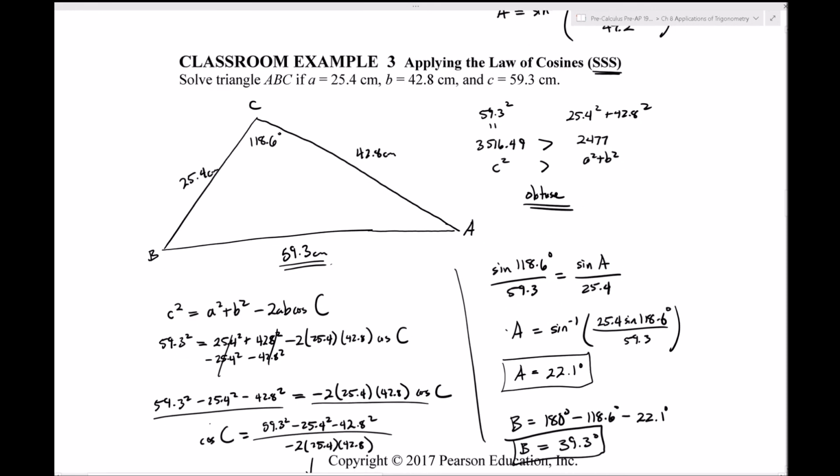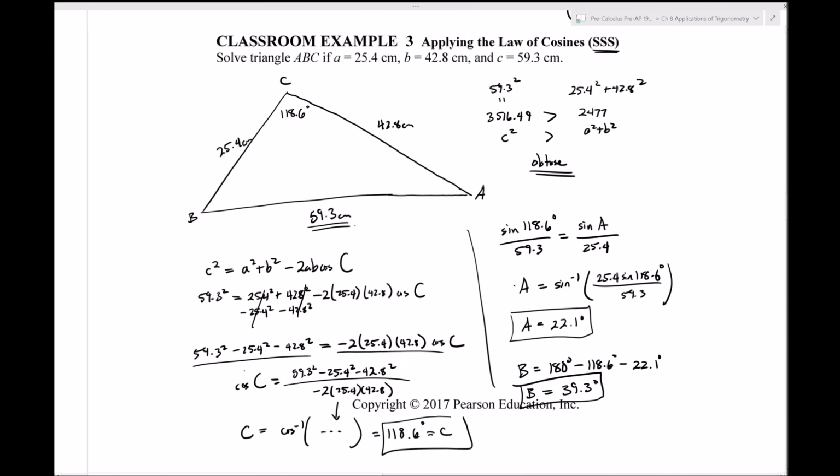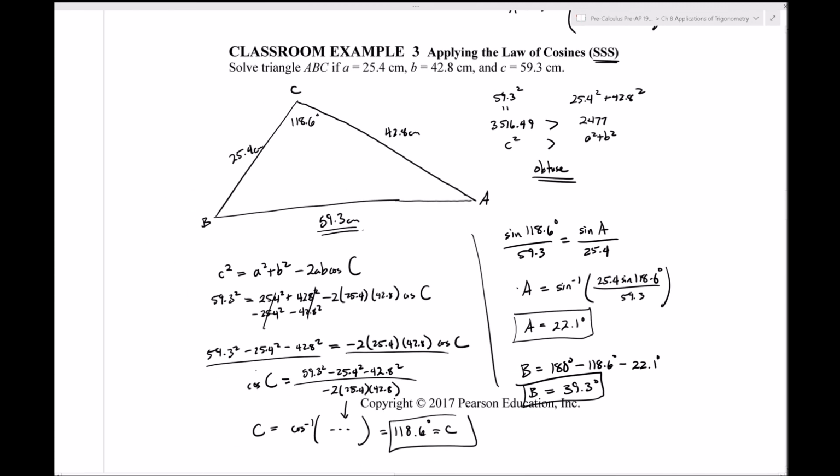And this one is example 3. That's an example of a side-side-side situation. And this is essentially what I wanted to go over for 8.2 for the law of cosines, just how to apply it and solve triangles. So pretty simple if you practice.